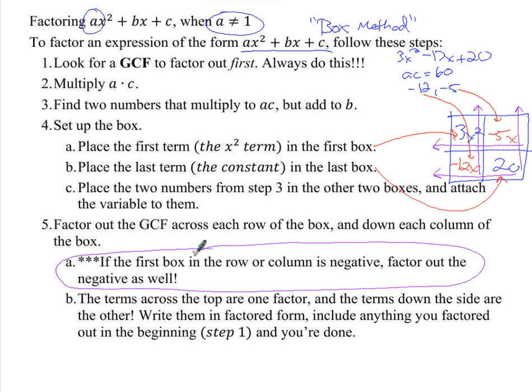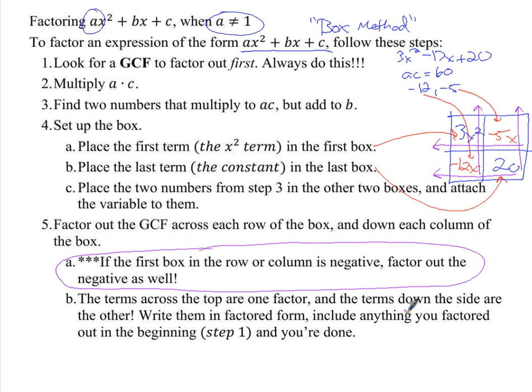But the important thing right here is this. If the first box in the row that you're factoring a GCF out of, or the first box in the column that you're factoring the GCF out of, is negative, then the factor that you pull out will also be negative. So, in this row right here, that first box is negative, so the factor that we pull out would be negative. In this row, the first box is positive, so the factor we pull out will be positive. In this first column, the first box is positive, so the factor we pull out will be positive. In this one, the first box is negative, so the factor we pull out will be negative.